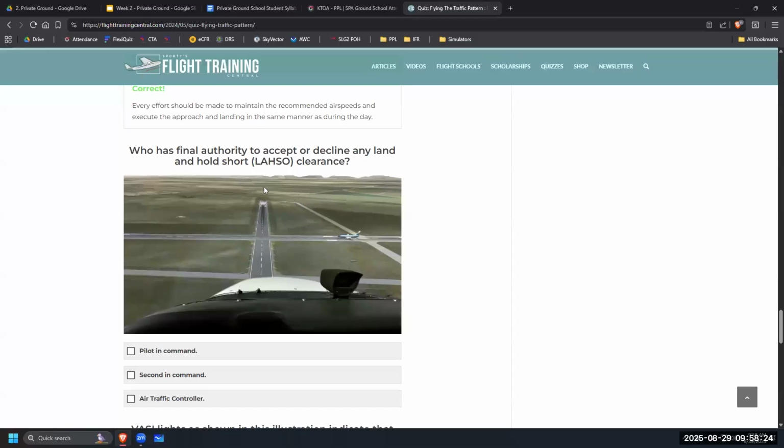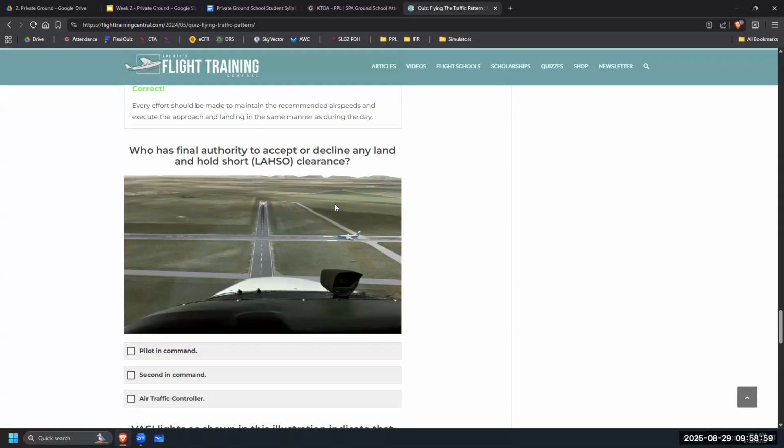The whole land and hold short operation is pilot determined. You are allowed to accept or deny. ATC is allowed to ask you, can you do this? And you are allowed to decide whether you can or cannot do that based off landing distance available. Hopefully you did calculations before you went to the airport, based on pilot abilities, I guess. Do you feel confident enough to make sure that you're stopped before you get to the hold short line?